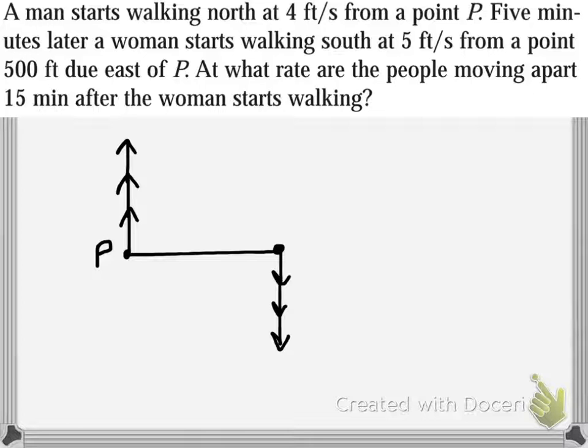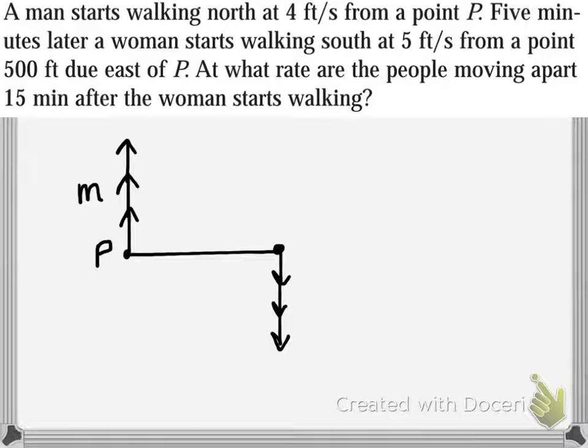So I want to label my diagram, but I need to be very careful with the quantities that are changing and the quantities that are remaining constant. For example, the man who is walking north, as he walks north here, his distance from point P is changing. Therefore, I would want to give that distance a variable name. So I'm going to use M to represent the distance that the man has walked north.